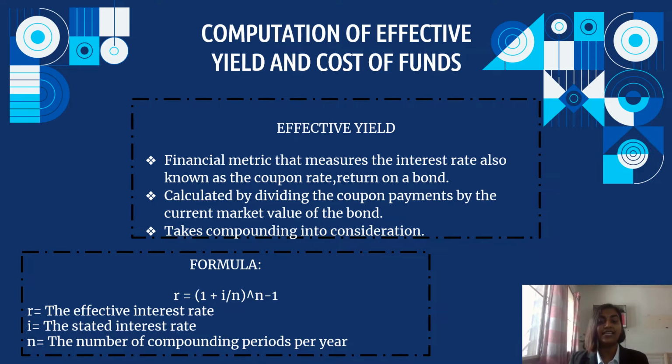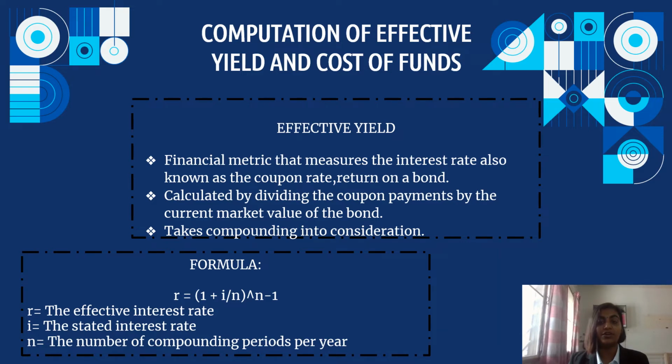Effective yield is calculated by dividing the coupon payments by the current market value of the bond. The effective yield metric takes compounding into consideration. It is important because bonds typically pay interest more than once a year. It makes effective yield a more accurate investment return metric than the nominal or simple yield metric, which does not take the effect of compounding into account.